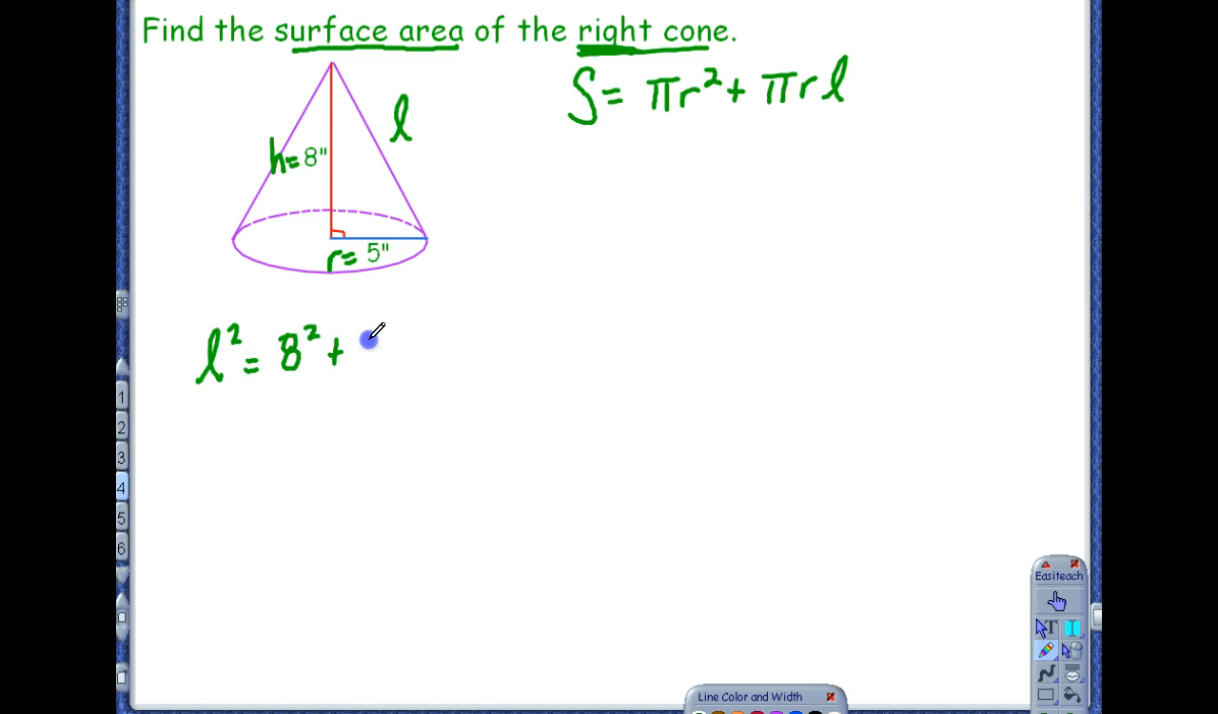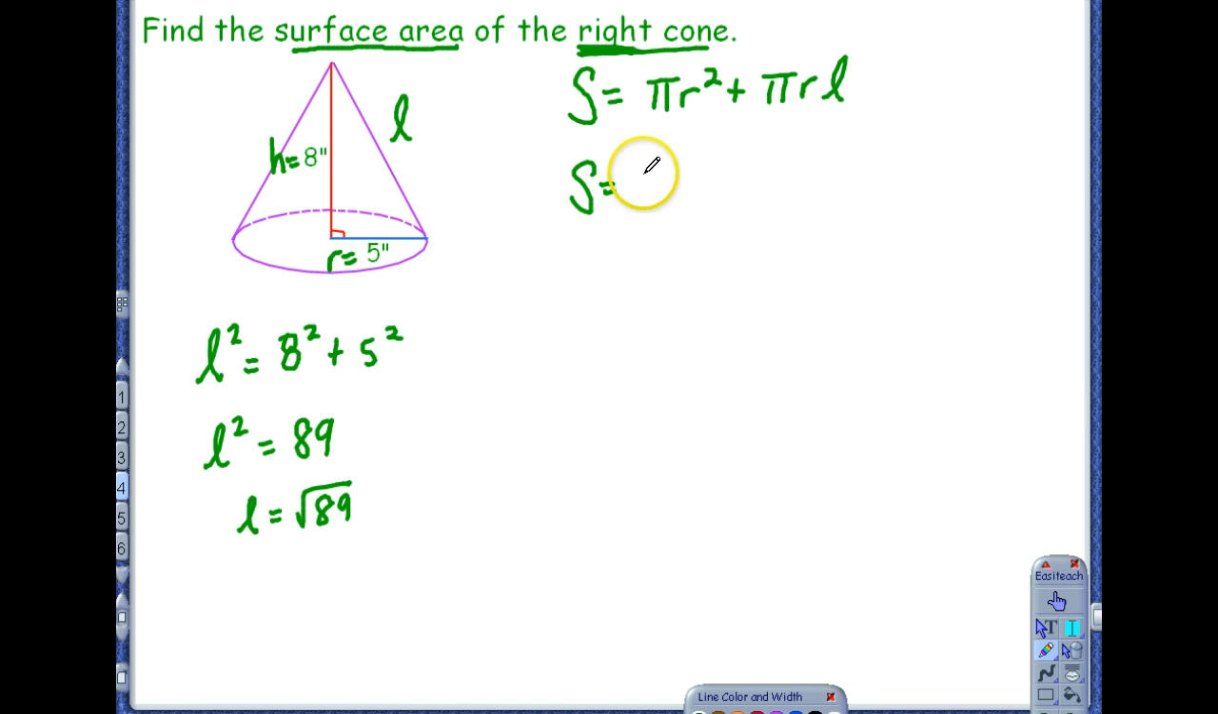So let me set it up. I'm going to have 8 squared plus 5 squared. So 64 plus 25 is going to give us 89. And then the slant height is the radical 89. I'm just going to leave it like that. Okay, there are units, so we'll round eventually.